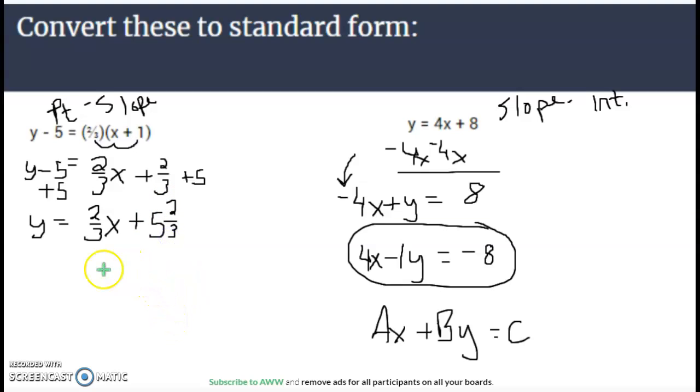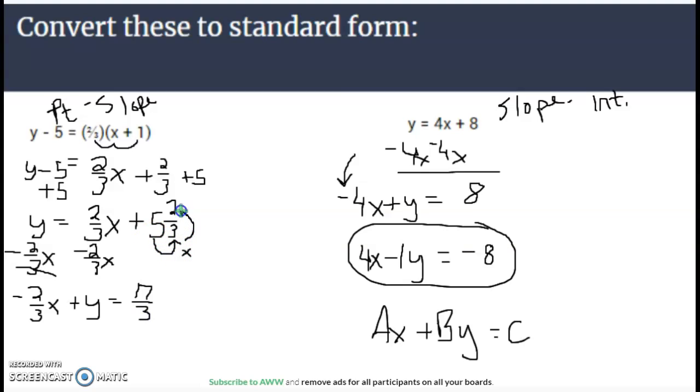Alright, next step. I need to get the x term to the left with the y. So the way I'm going to do that is minus 2/3 x from both sides. Similar thing happened there on the other equation when we took away 4x from both sides. So notice we have negative 2/3 x plus y is equal to 5 2/3. Now, what I'm going to do next is turn that 5 2/3 into an improper fraction. 17 over 3. Remember, we get that from doing 5 times 3, and then we add the 2. That gives us the 17.